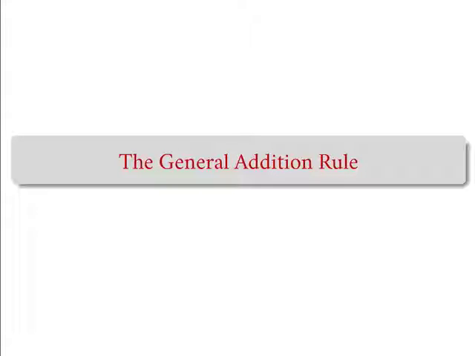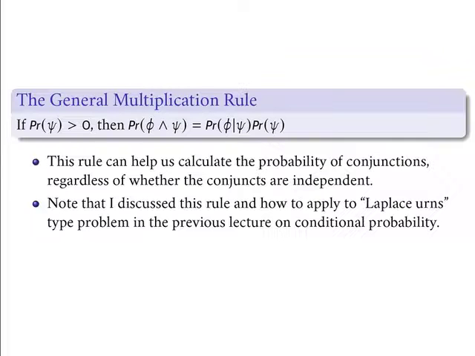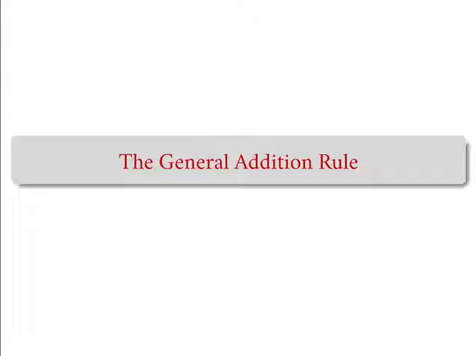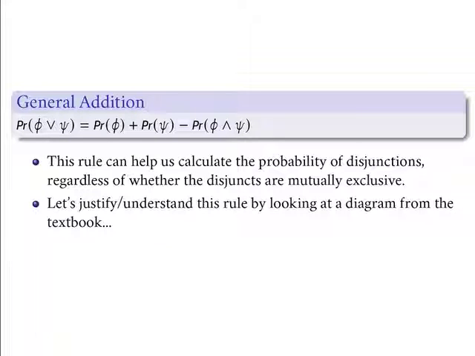In this second video, I will introduce two more rules for calculating probabilities. Just as we saw at the end of the previous video, there is a general rule for calculating conjunctions, regardless of whether the conjuncts are independent. Now, this next rule I'll give you is a general rule for calculating the probability of disjunctions, regardless of whether the disjuncts are mutually exclusive.